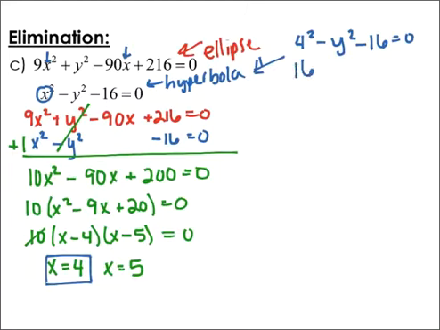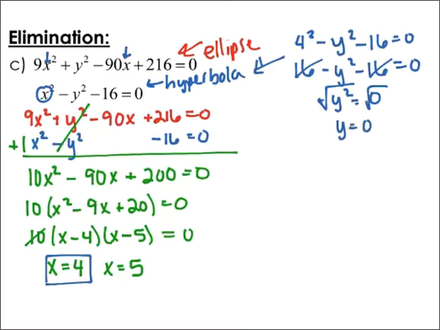4 squared is 16 minus y squared minus 16 is equal to 0. Those 16s cancel out, so I've got negative y squared is equal to 0. Divide both sides by negative 1, and square root. I don't have to worry about plus or minus, so y is just equal to 0. So my answer here is when x is 4, y is 0.